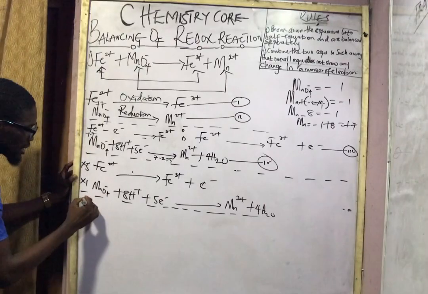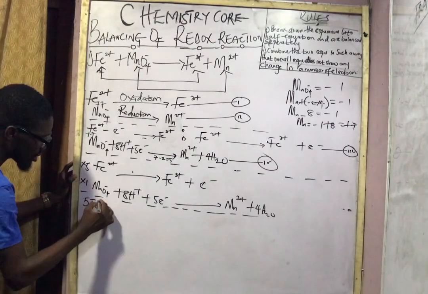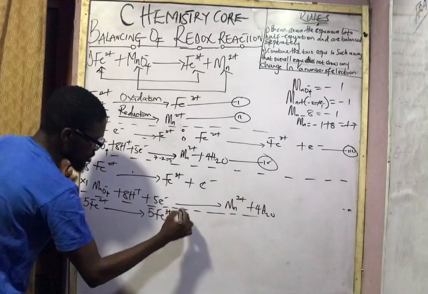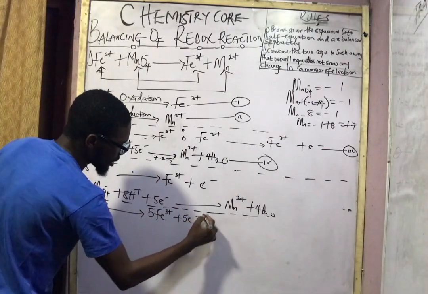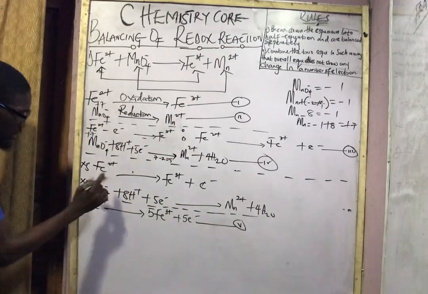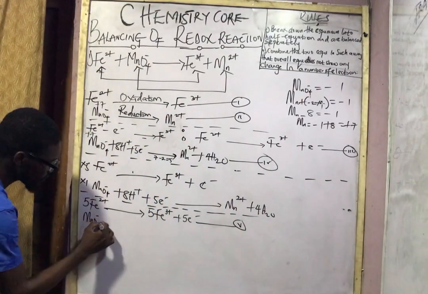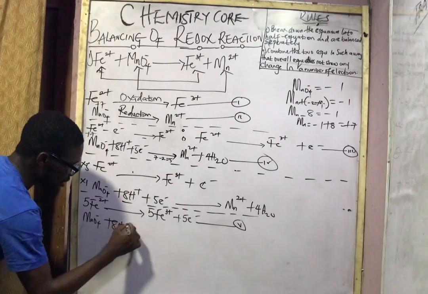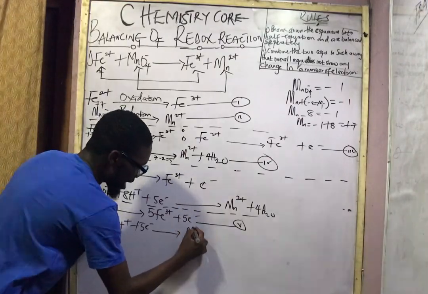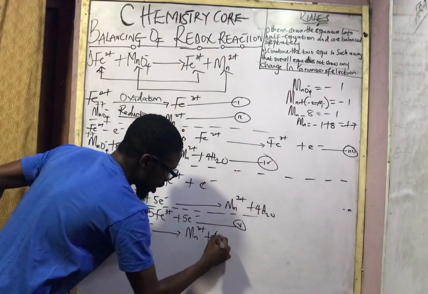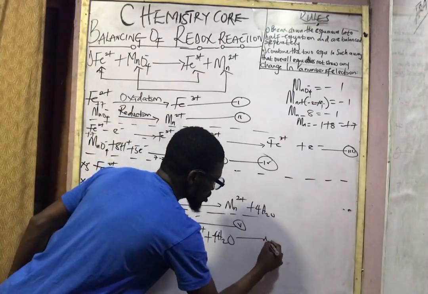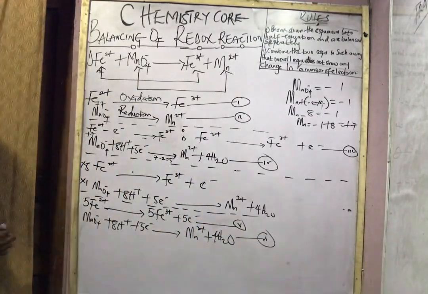So with this, I can say 5Fe²⁺ gives 5Fe³⁺ plus 5e electron. So we call this equation 5. Are you with me? So with this now, MnO4⁻ plus 8 hydrogen ion with the 1 plus 5e electron gives Mn²⁺ plus 4H2O. Equation 6.